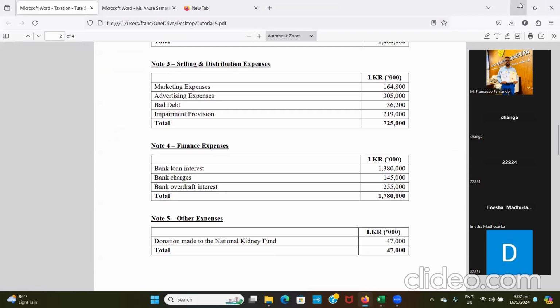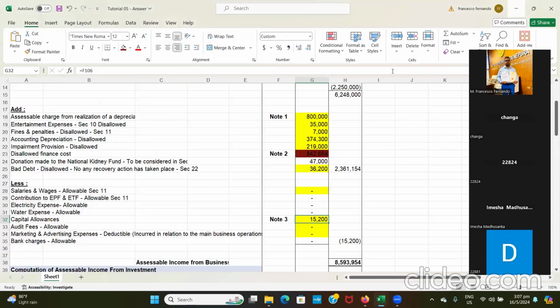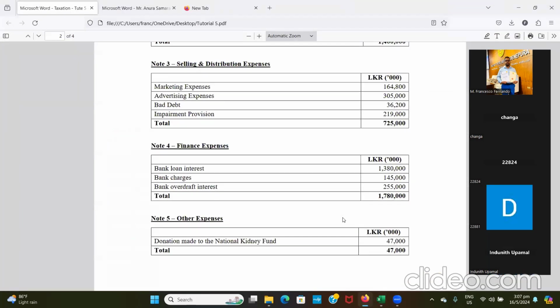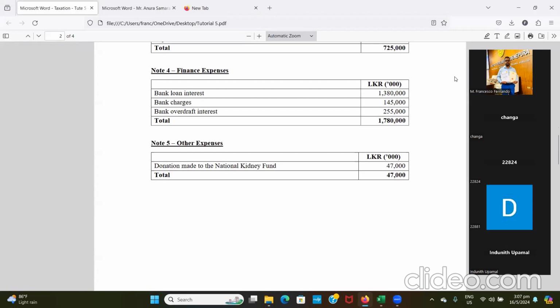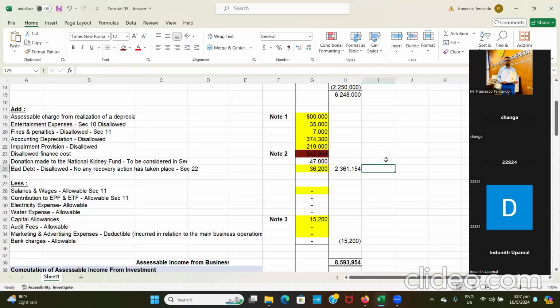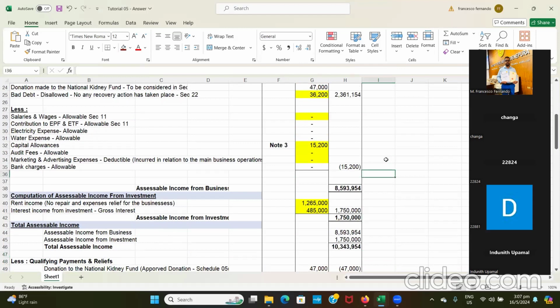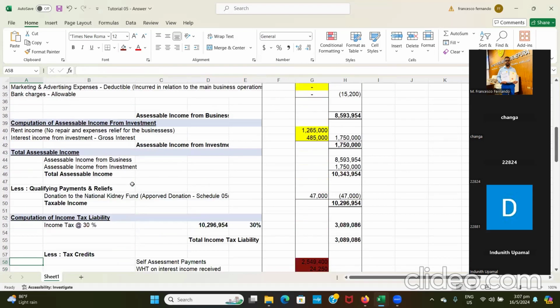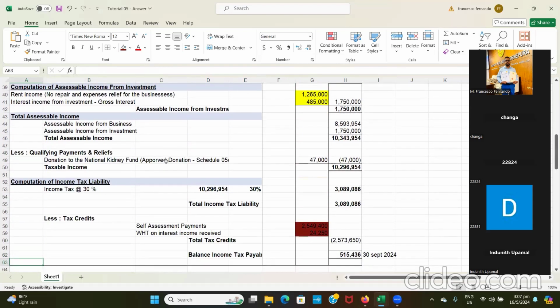Marketing expenses, yes, we have taken. I can't remember whether we have taken advertising, but advertising and marketing go together, so we have taken that also. Then the donation made to the National Kidney Fund. When it comes to this donation, first of all, you should remove it from the addition. That means adding means removing, and it should be considered under Section 52, qualifying payment, approved donation. You must consider it under approved donations, right?